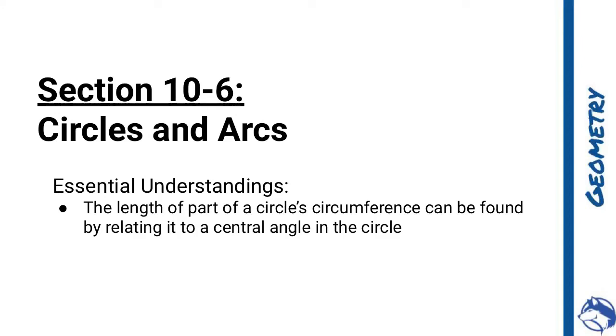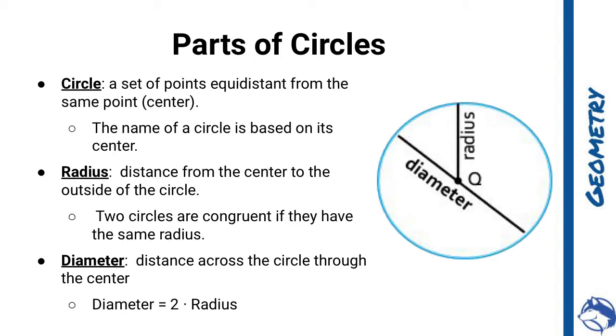This is section 10.6 where we talk about circles and arcs. So the length of part of a circle's circumference can be found by relating it to a central angle in the circle. So here are some parts of the circle. A lot of this is review.